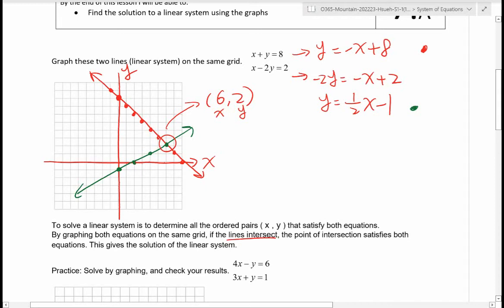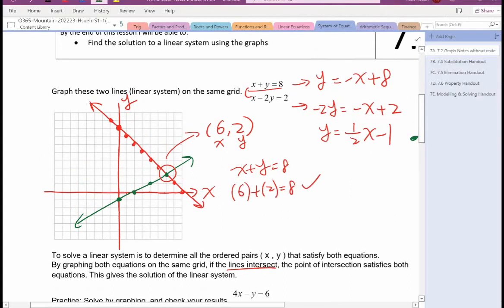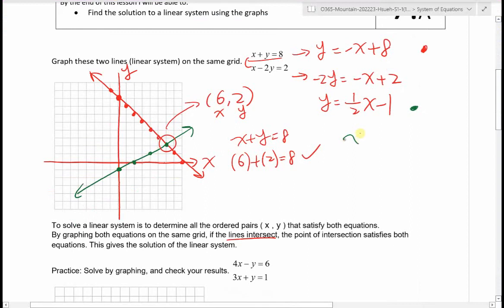Now, I'm going to plug these two values into these two equations. So x is 6, so for the first equation, x plus y is 8. I'm going to put 6 into x and 2 into y, and indeed 6 plus 2 is 8. I'm going to do the same thing for the second equation. It is x minus 2y equals 2. So x is 6 minus 2 times the y value of 2, and we get 6 minus 4, and that equals 2. And that also makes sense.